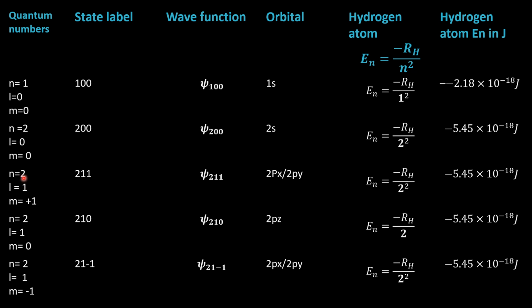In the same way, when n is equal to 2, L is equal to 1 and m is equal to 1, the state level is 211 and its wave function is psi 211. L equal to 1 means that it is the p state. When m is either +1 or -1, it can be either the px state or the py state. Its binding energy is again the same as for the 200 state, since the principal quantum number is the same for both states, that is minus RH over 2 squared, equal to minus 5.45 times 10 to the power minus 18 Joule.